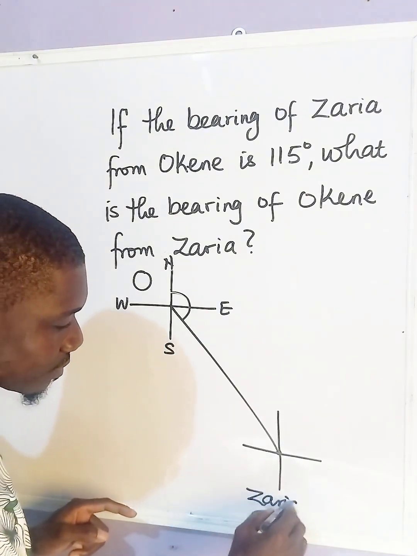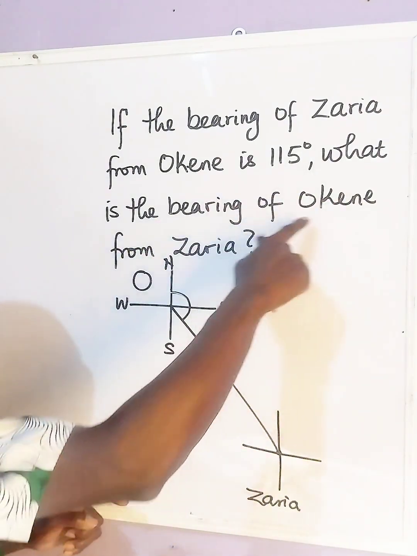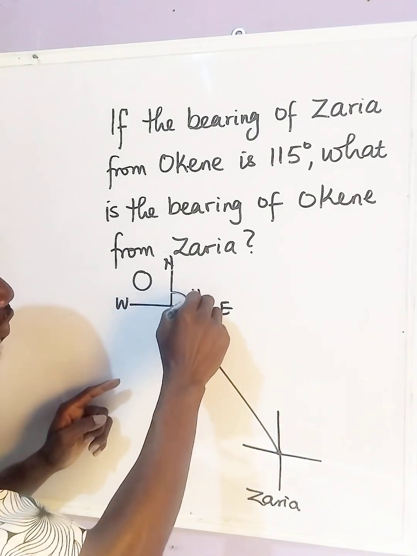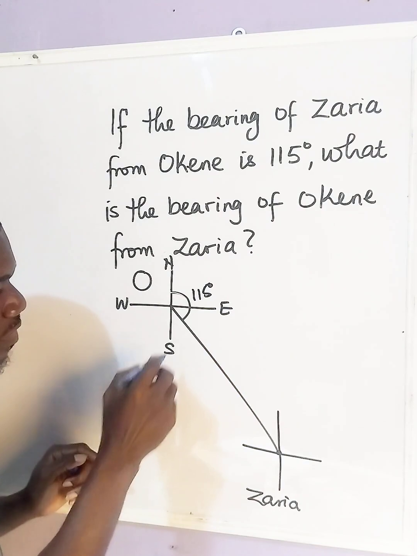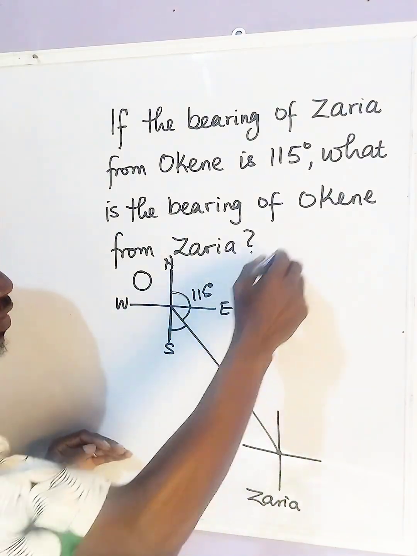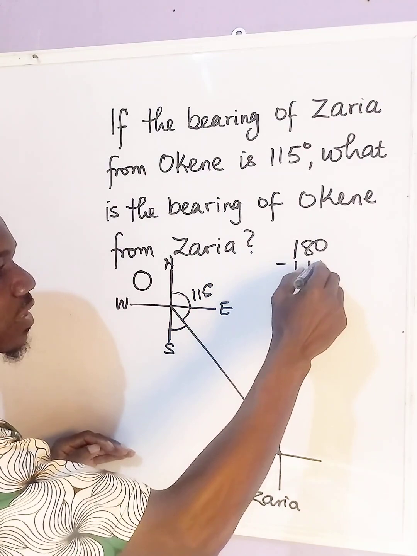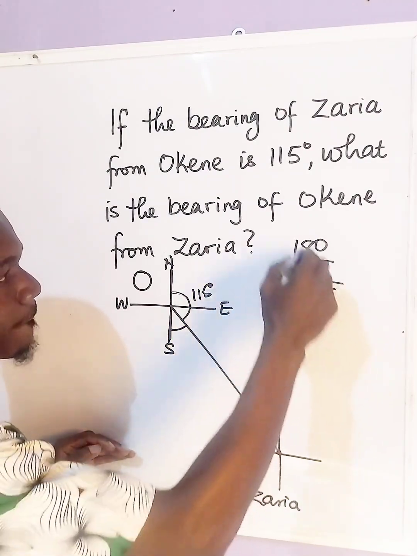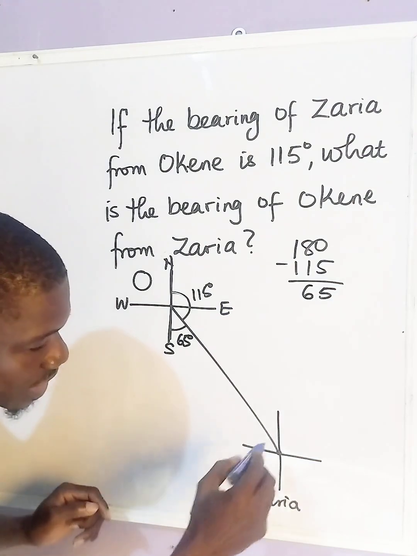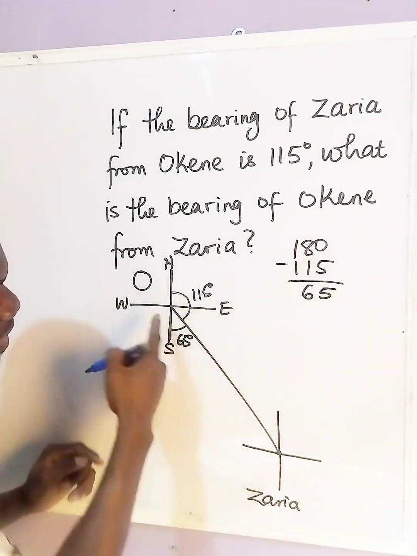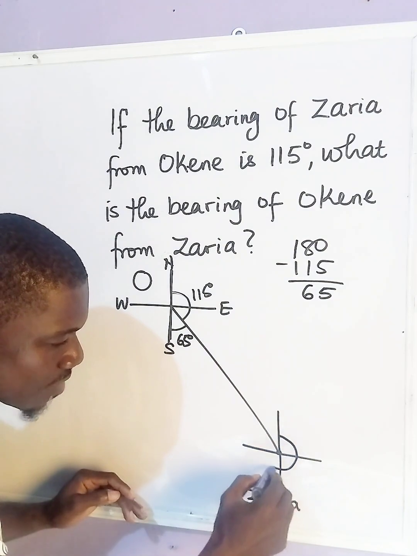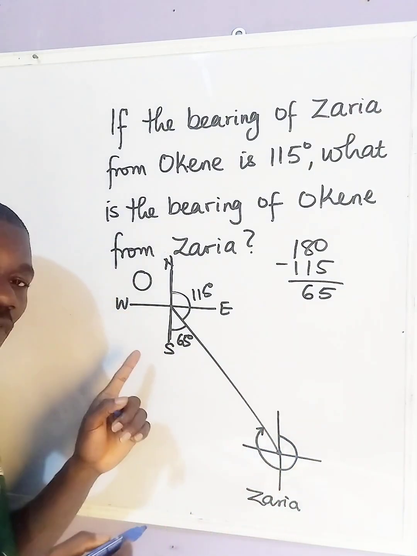our Zaria. Now the question is, what is the bearing of Okene from Zaria? Take note that here is 115, so the remaining part here, from this angle, is 180. So 180 minus 115 gives us 65, so here we have 65 degrees. Now the bearing of Okene from Zaria: we take our angle from here, draw and meet the line coming from Okene.